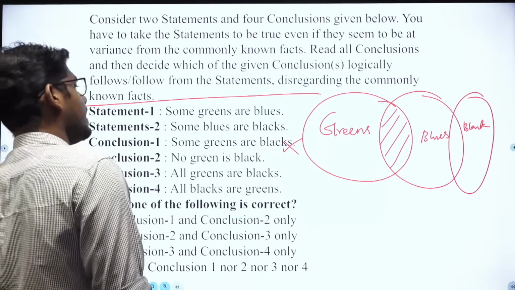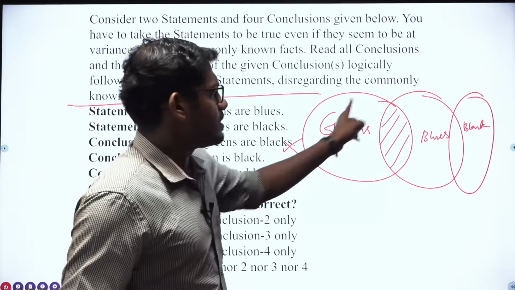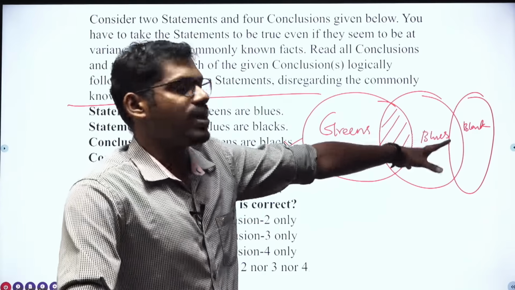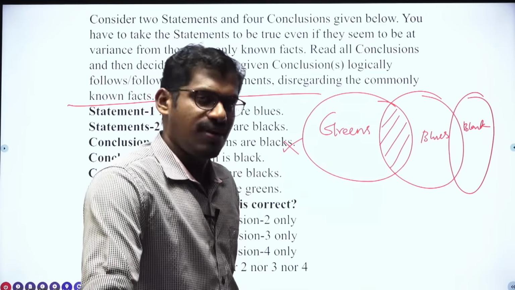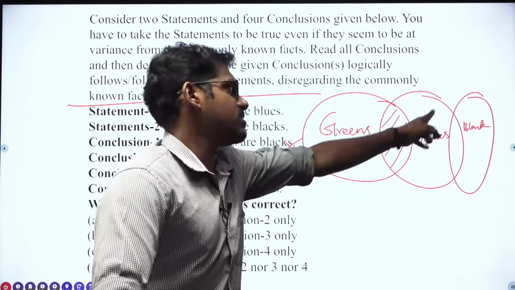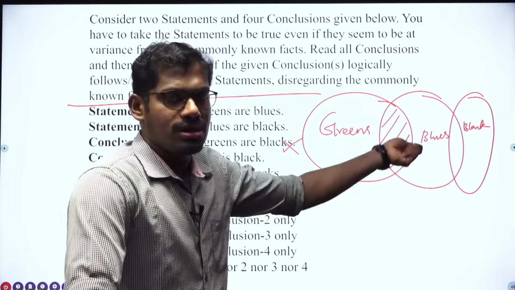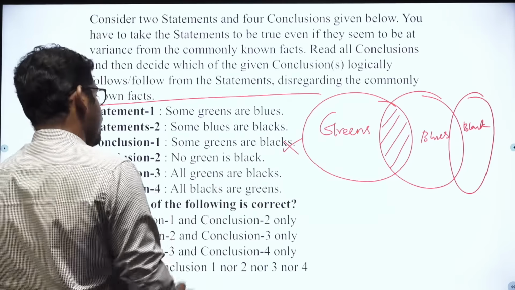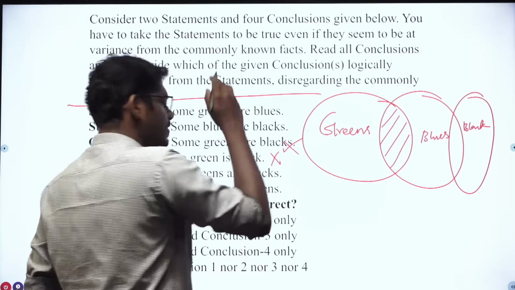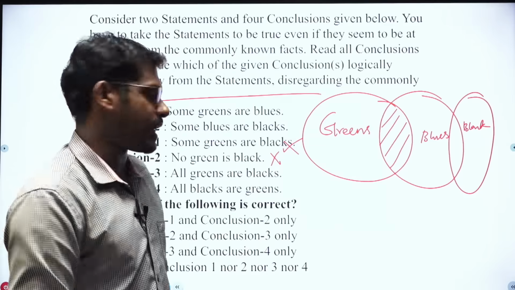Next, no green is black. See, all these three figures or circles are connected in some way or another. This is connected to this. This is connected to this. There is no separate detached figure. So without reading, we can definitely say that no green is black. It will be incorrect. So we saved our time.